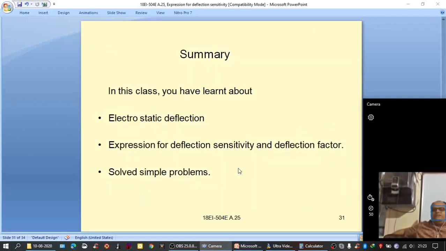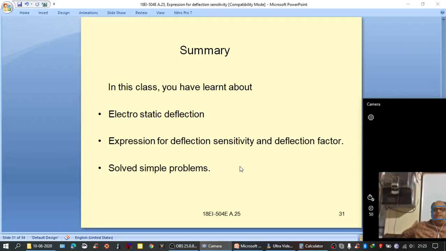So that is all about the deflection, deflection sensitivity and deflection factor. Let us stop here and we'll go to the next topic, CRO controls, in the next class.